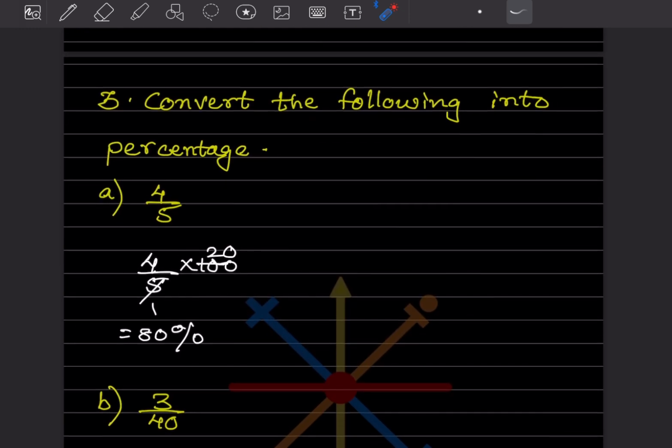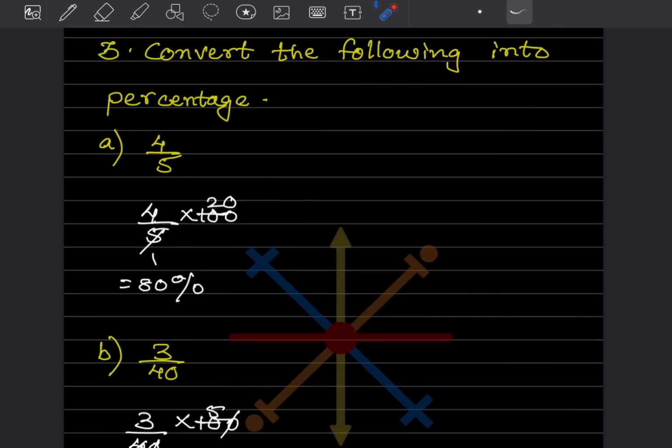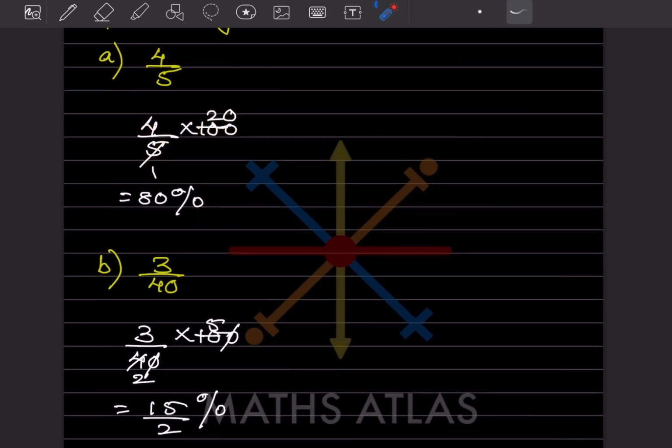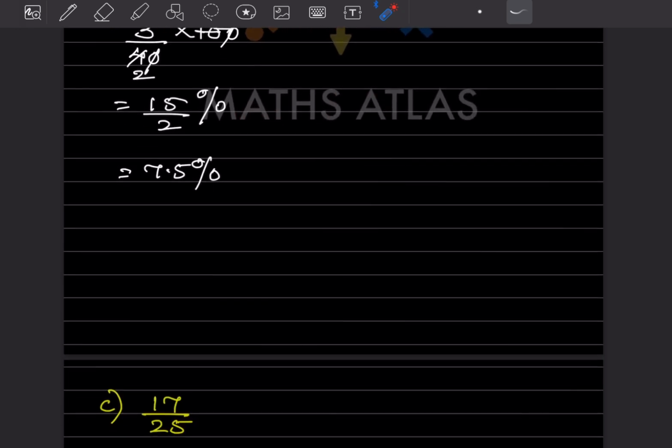So now here, convert the following into percentage. Whenever we want to convert this, this is the fraction. From fraction to percentage means we multiply by 100. So this will be multiplied by 100. This is what I've written. 5 ones are 5, 20s are 100. So 4 20s are 80%. Again here this is given: 3 by 40 into 100. This and this go, 2 20s are 40 and 2 5s are 10. So this is going to be 15 by 2 percentage. So 15 divided by 2 means that is going to be 7.5%.